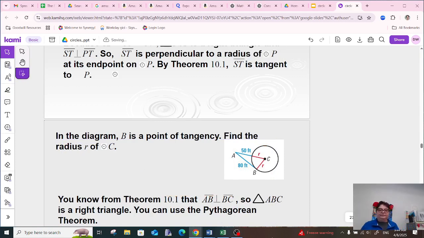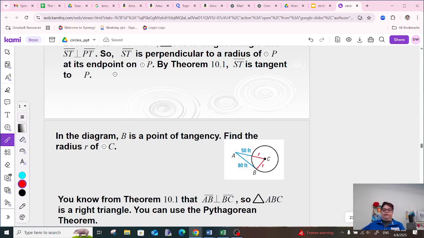Okay. So how do I do this one? This is R. Okay. Now it's saying find the length of R if it is tangent. So this would have to be a right angle because it says in the diagram, B is the point of tangency. Find the radius of R.